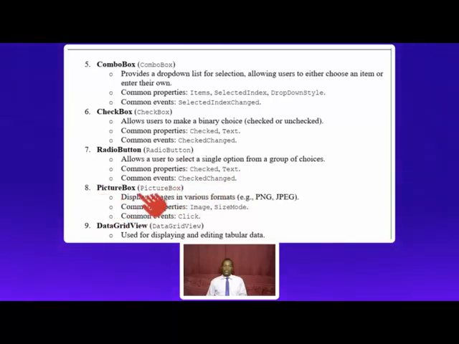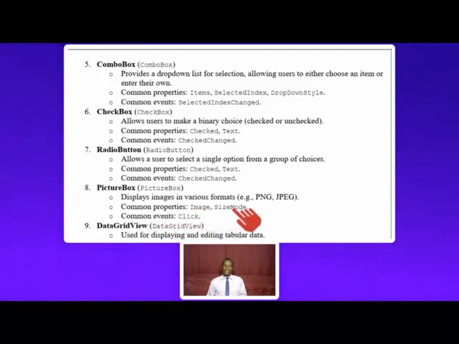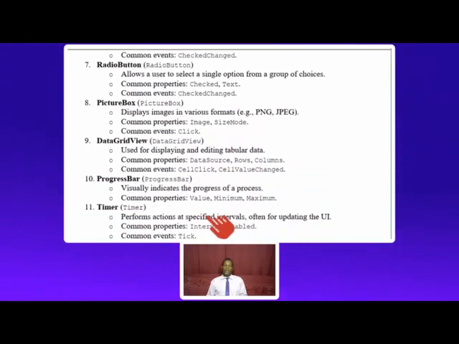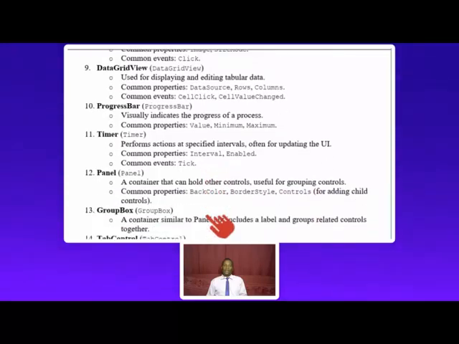The next control is a picture box, and this displays images in various formats, in PNG, JPEG. Then common properties of a picture box will be image, size mode. Common events will be click. Then we have the next control, which is data grid view, used for displaying and editing tabular data. Common properties include data source, rows, and columns. And common events will be cell click, cell value changed.